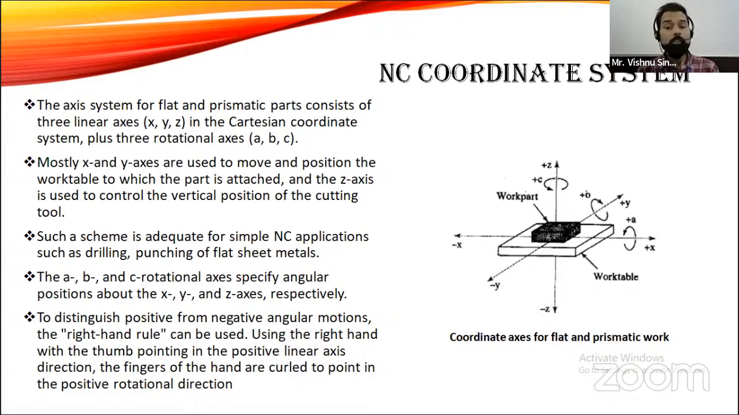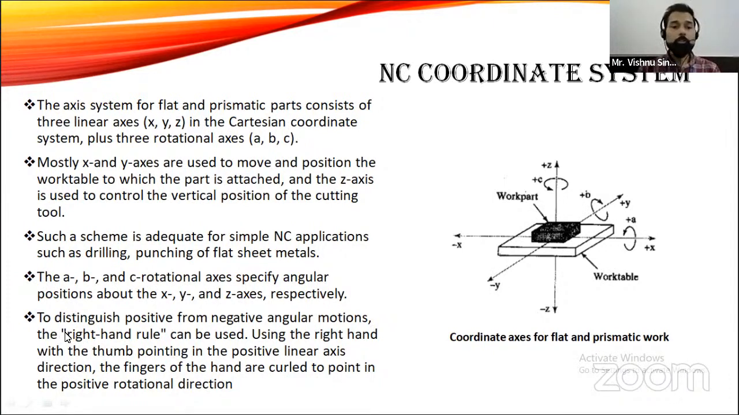Then there are three rotational axes as well: A, B, and C. If we want to rotate our workpiece about the x-axis, then for that we have to use the A axis. Similarly, if we want to rotate our workpiece about the y-axis and z-axis, then we will be using the B and C rotational axes.